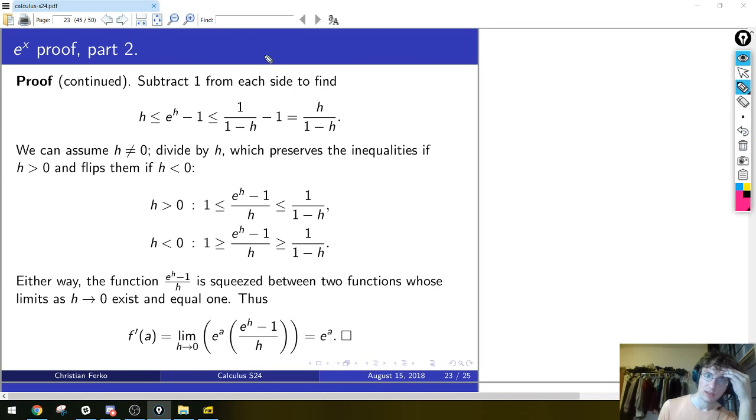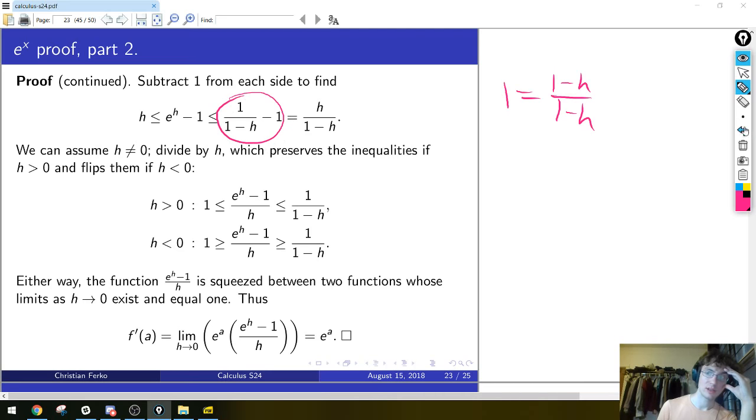Good. Subtract 1 from all three sides. As I say, on the left, h minus 1 plus 1 is h. The 1's cancel. In the middle, we have e to the h minus 1. On the right, we have 1 over 1 minus h minus 1. We write 1 as 1 minus h over 1 minus h, to get a common denominator.